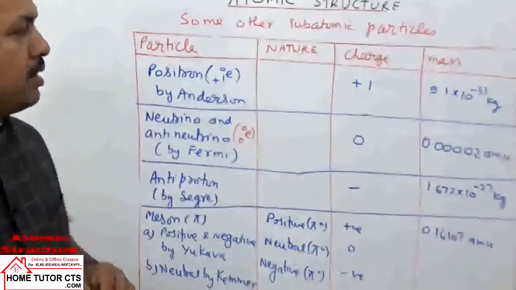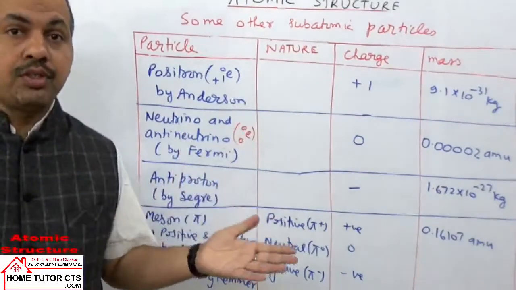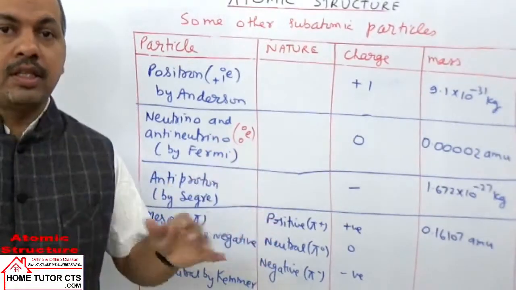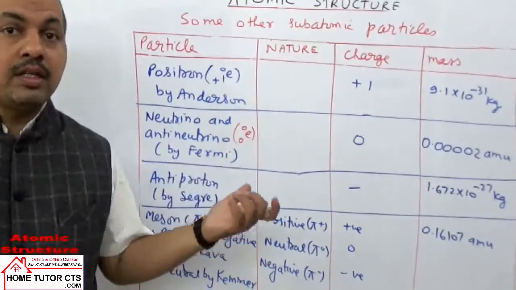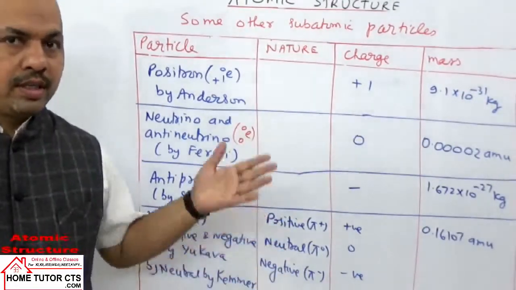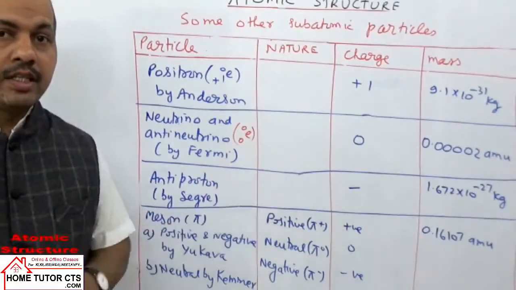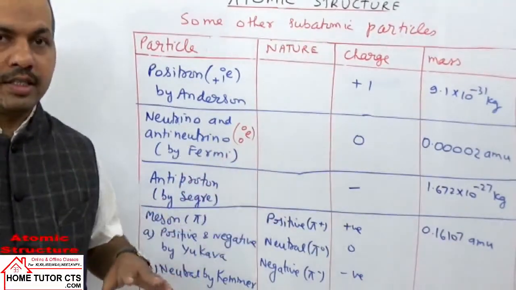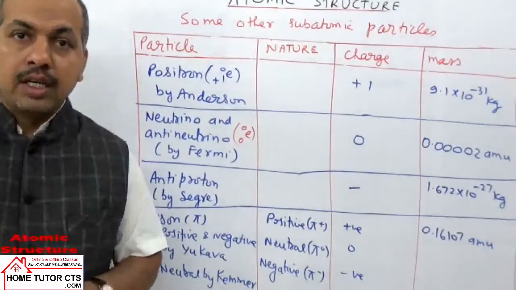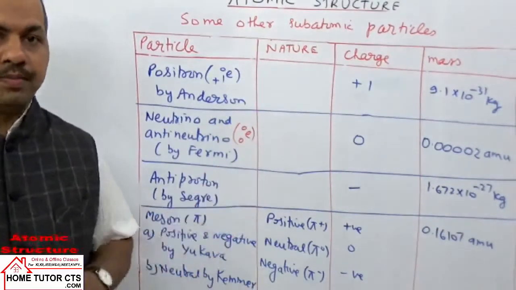Now next we can start different atomic models. After discovery of electrons and protons, the question came of how to arrange them in the atom. Protons were not discovered by the time Thomson's experiment was done. He just told positive charge. As a whole, atoms are electrically neutral. So we can now start different atomic models. In that, the first model is Thomson's model.